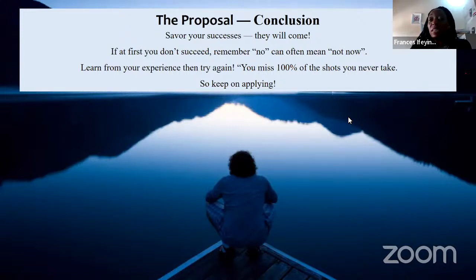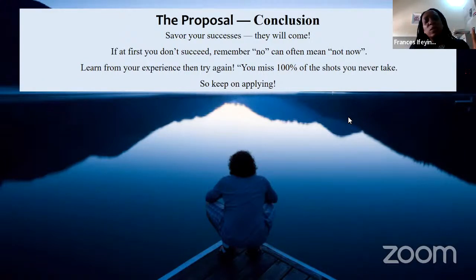You miss 100% of the shots you never take. So do what? Keep writing your proposals, keep building those skills, because we know that the funds will come in, and those lovely researches and those lovely projects that we want to execute, we will get to execute them.